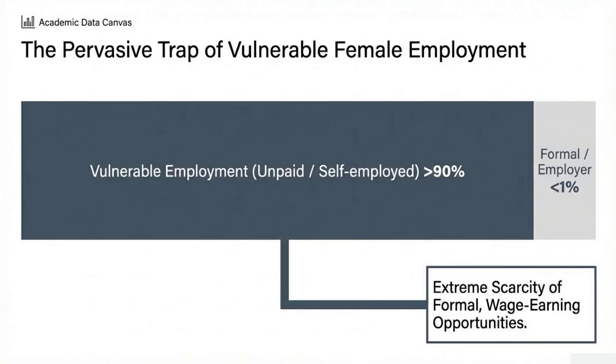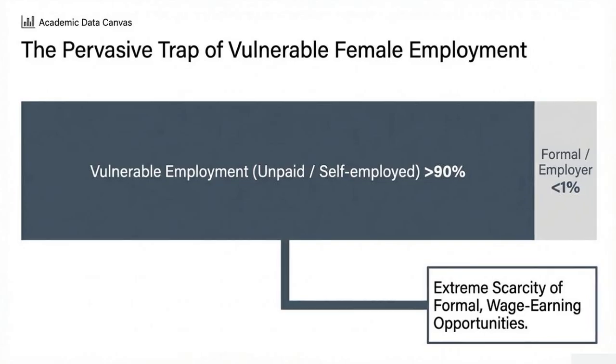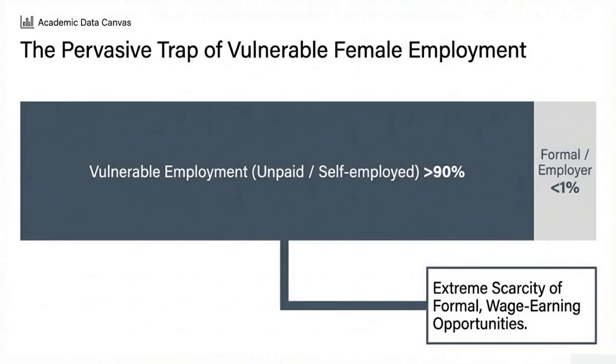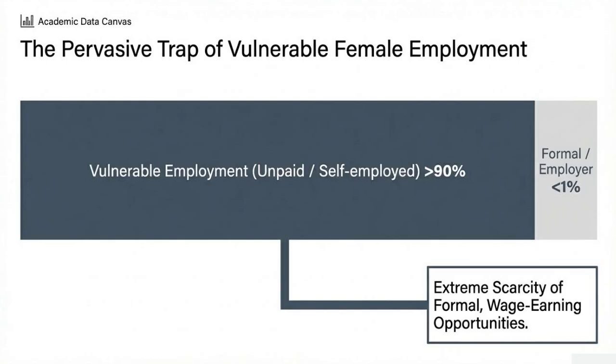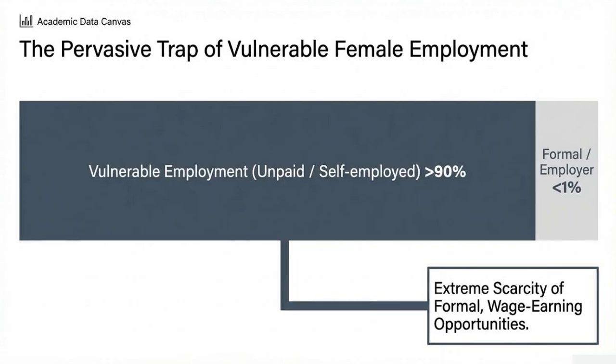The slide uses a ring chart comparing dark gray and light gray segments. The participation rate is high, women are absolutely working, but the data categorizes over 90% of this work as vulnerable employment. 90%. And there's a leader line pointing right from that 90% chunk to a text box that says, formal wage jobs are extremely scarce.